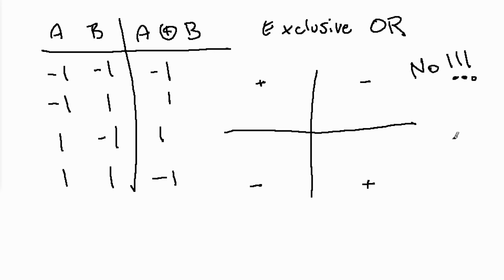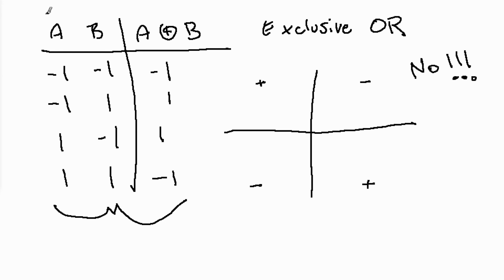And that has a very profound theoretical result. It means that if I were to use a perceptron with this input data, it's not going to converge. Okay? It can't learn this particular function.